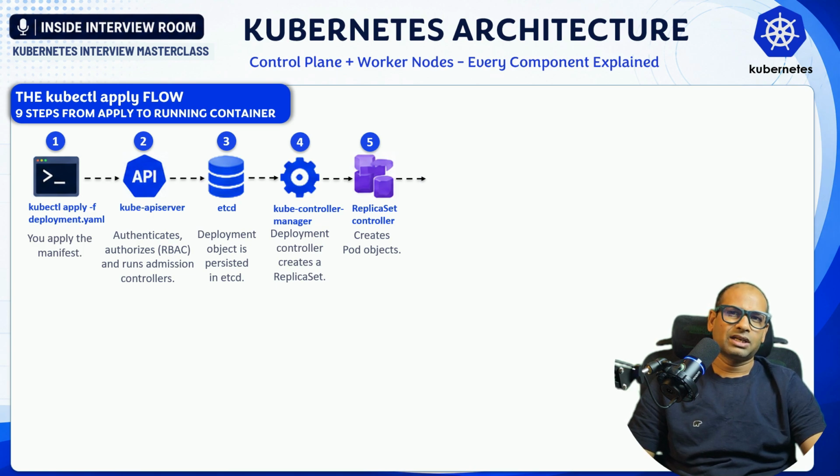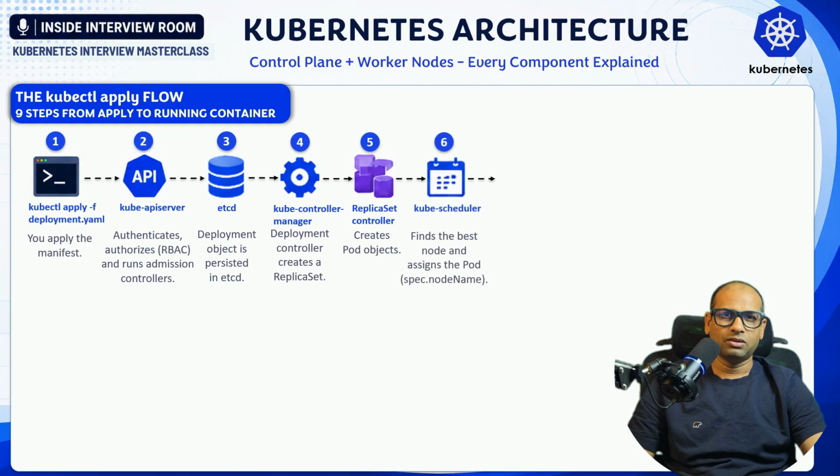These pods have no home yet. They are unscheduled. They exist on paper. Step 6, the scheduler wakes up. It sees the pod with no node assigned. It looks at every node: free CPU, memory, affinity, taints, picks the best fit, and assigns the pod by setting the node name. That's the placement decision.